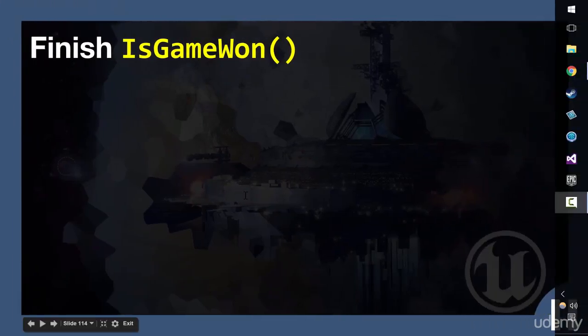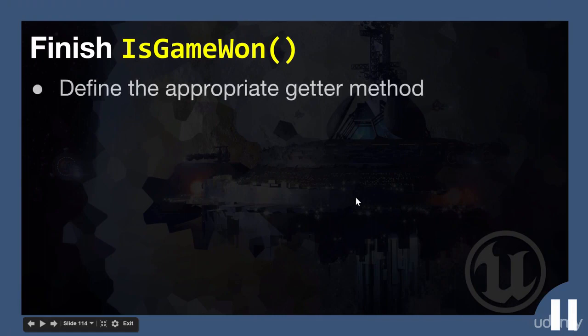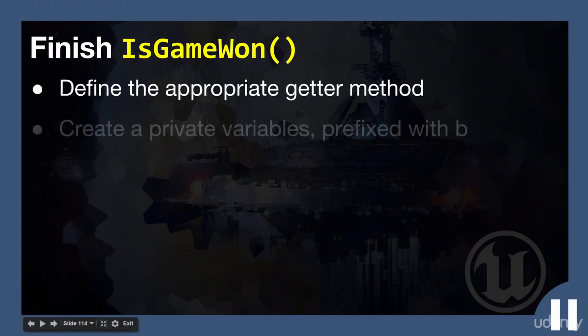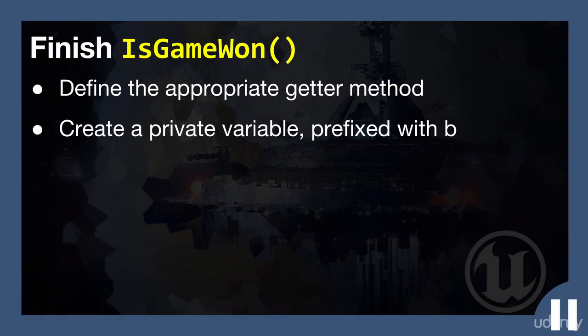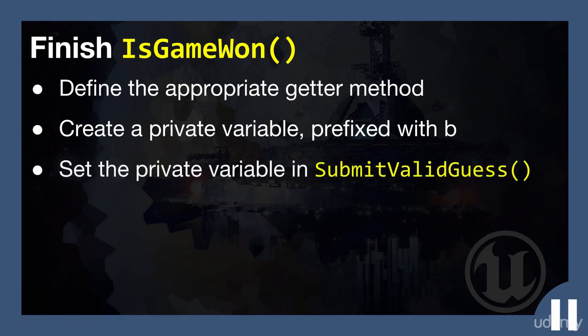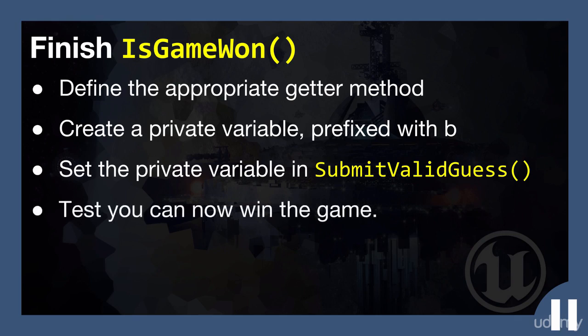So this is how you're going to do it. Finish it by defining the appropriate getter method. So we've already declared it, isGame1. I want you to define it. Create a private variable as necessary, prefixed with b. Remember, booleans are prefixed with b. Set the private variable in submit valid guess. As a hint, when the number of bulls equals the word length, we've won. And test, you can now actually win the game. So go ahead, pause the video and have a go at this challenge now.